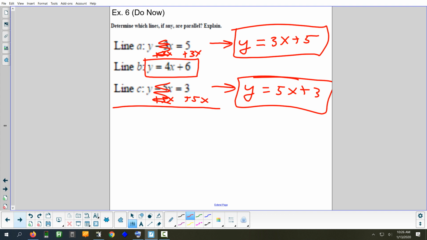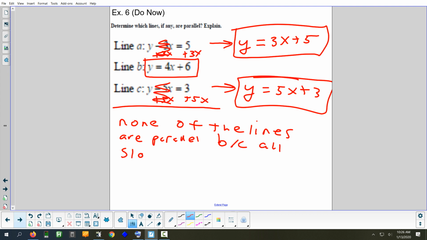Okay, so what you would want to write is none of the lines are parallel because all the slopes are different. You don't have to write a lot. That's all you have to write. You just say none of the lines are parallel because all the slopes are different. Any questions on that? Okay, so that's parallel.